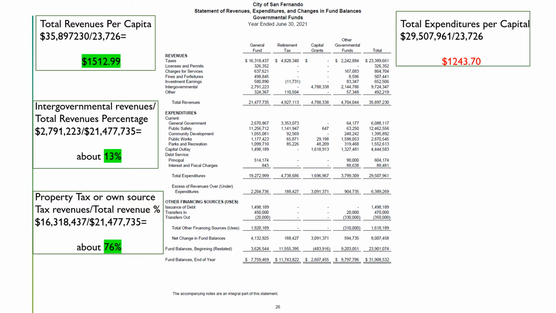The next indicator we're going to be looking into is intergovernmental revenues divided by the total revenues percentage. This is found by getting the intergovernmental revenue from the general fund divided by the general fund total revenue, and that equals about 13% from intergovernmental revenue. The property tax or own source tax revenue divided by the total revenue percentage. We measure it by getting the total tax revenue levied locally for the general fund divided by the total general fund revenue. And as you can see, about 76% of the general fund money comes from property tax.